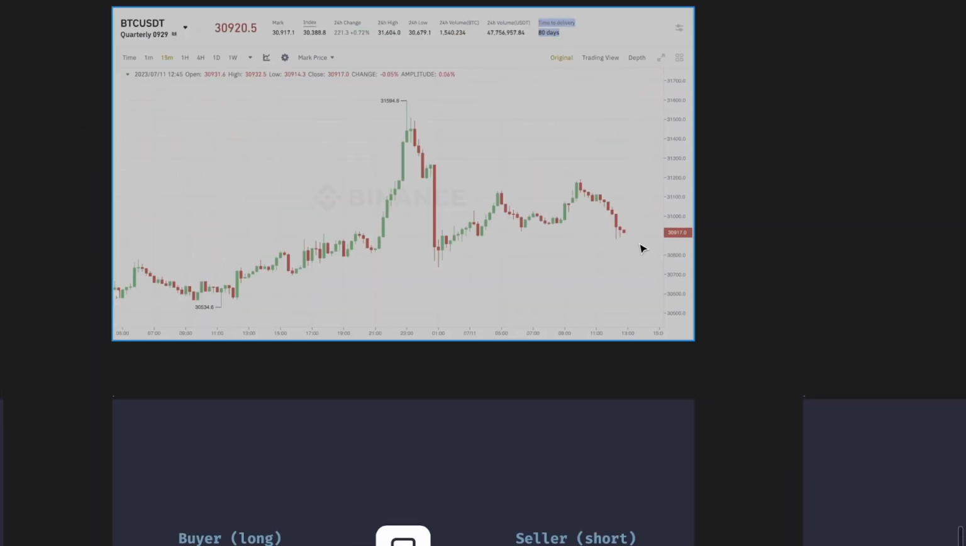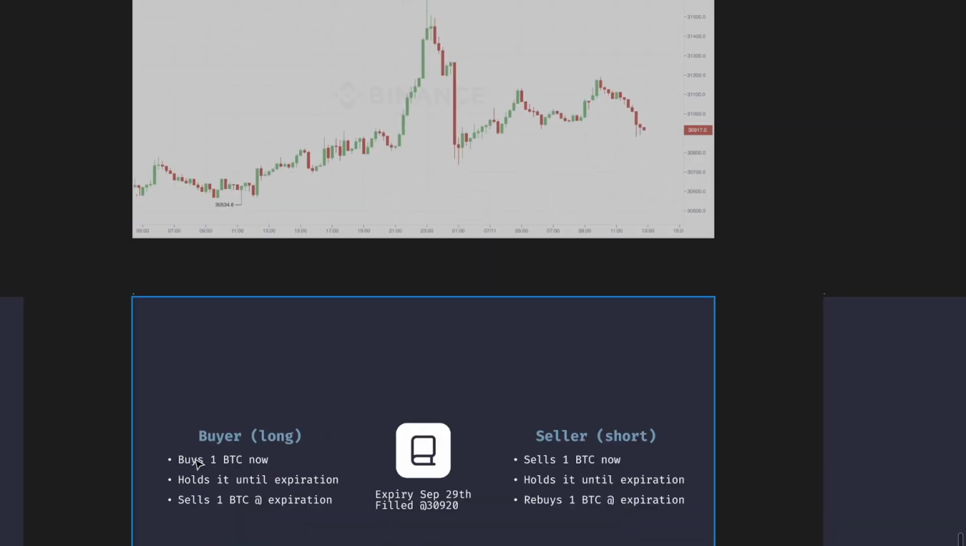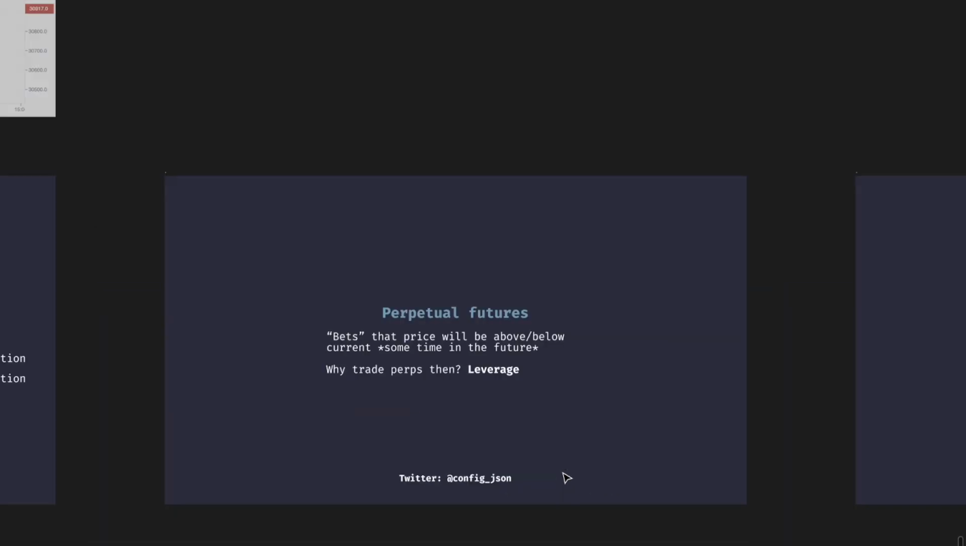So if by September the 29th price is below 39.20, the short made a profit and the long made a loss, and vice versa. So if price is above, the buyer that bought 1 BTC now and sells it on September 29th made a profit, and the seller or the short made a loss. So due to that liquidity available, both the buyer and the seller can close their obligation, can close their position and realize the loss whenever they want.